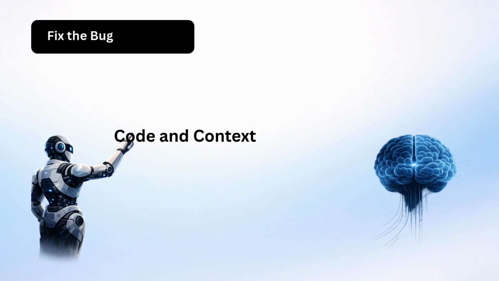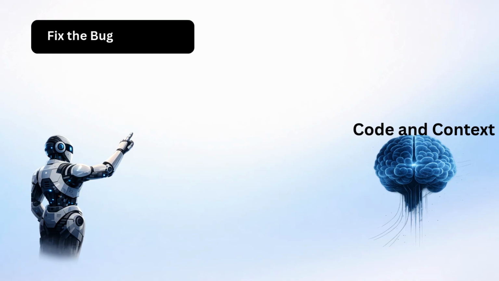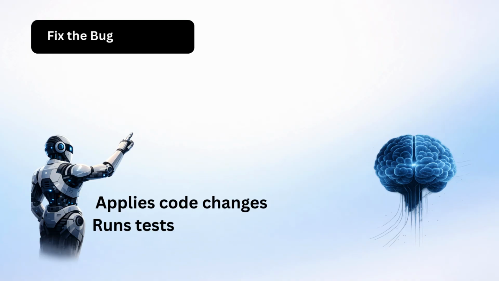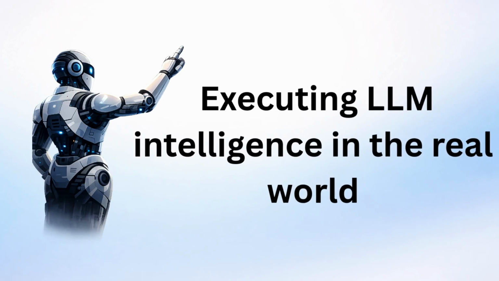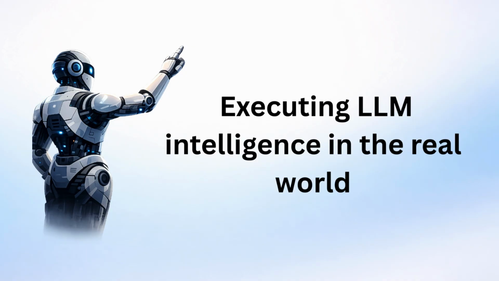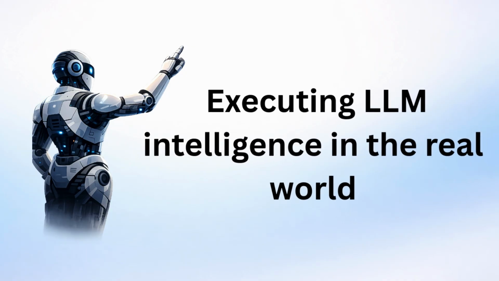Let's look at a real-world example. Imagine an AI coding assistant. You ask it to fix a bug. The agent gathers relevant code and context, passes it to the LLM for analysis, receives a solution plan, applies code changes, runs tests, and verifies the result. That's not just conversation. That's an AI agent executing LLM intelligence in the real world.